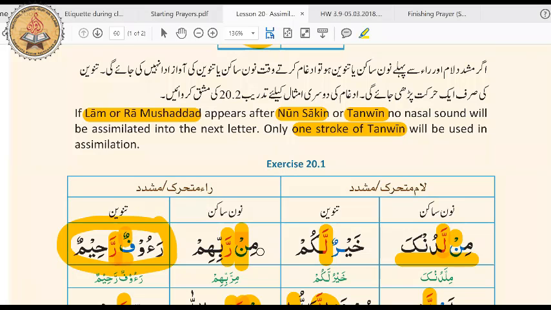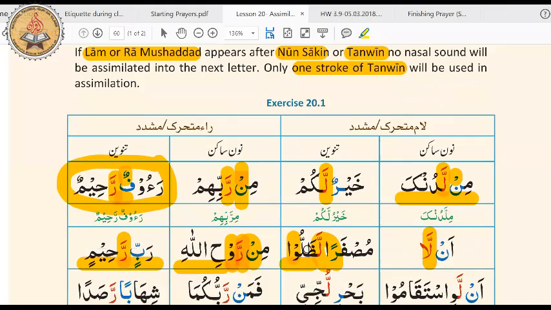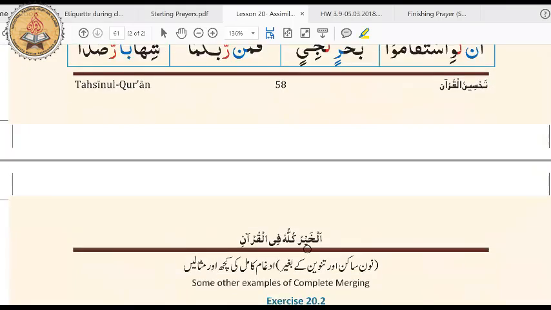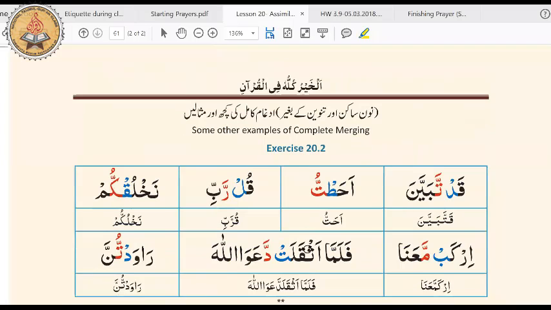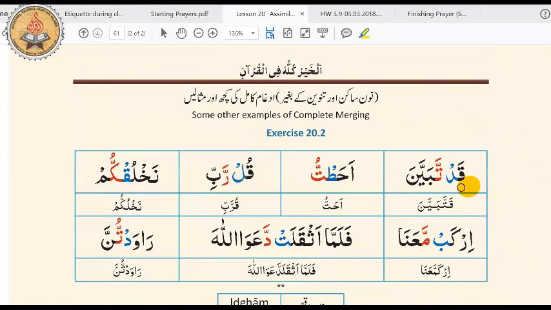Okay, so if I think that this noon does not exist and I join the meem with the ra, how would I say it? Mirra. Excellent, well done. So that's what idgham kamil is. Does that make sense? Yes. Good. Have a go at this one here that I've highlighted just now.